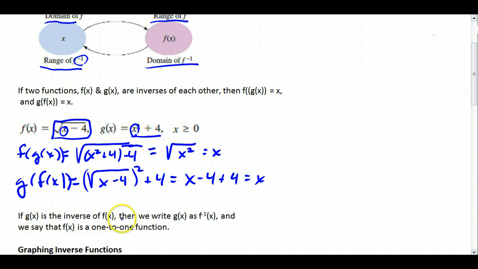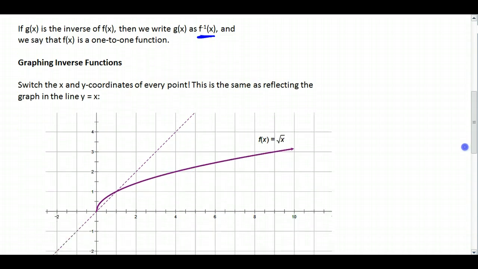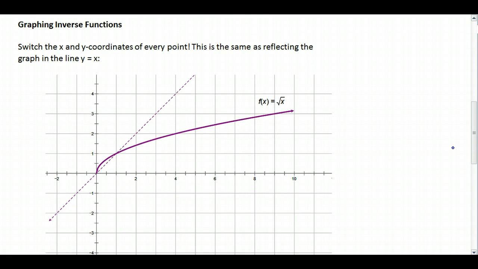So if g is the inverse of f, then we can write g of x as f inverse of x with that little -1 symbol there. And if f has an inverse function, we say that it is a one-to-one function. Now, how do we graph an inverse function? Well, keep in mind that inverse functions are switching x and y values.